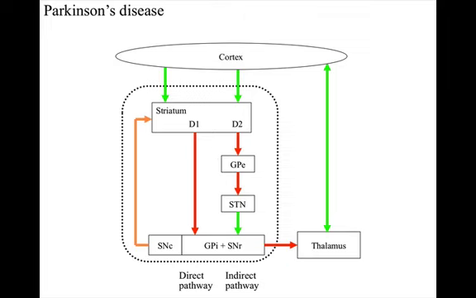Since it's the release of cortical outputs from the motor cortex that drives voluntary movements, the loss of dopamine neurons will therefore lead to the inability to initiate movement, as observed in Parkinson's patients.